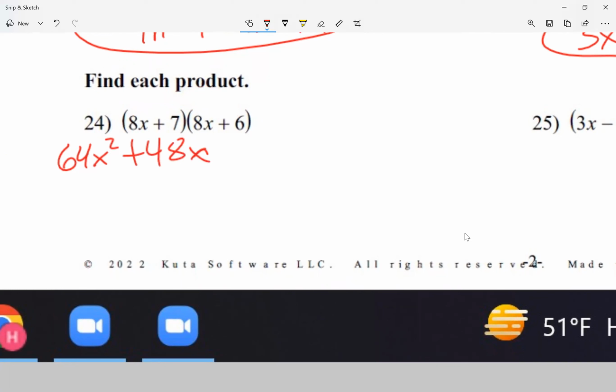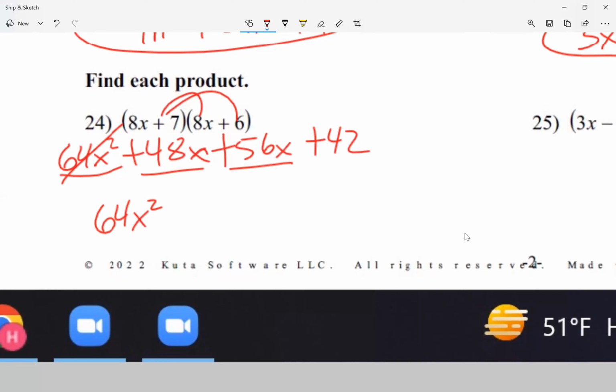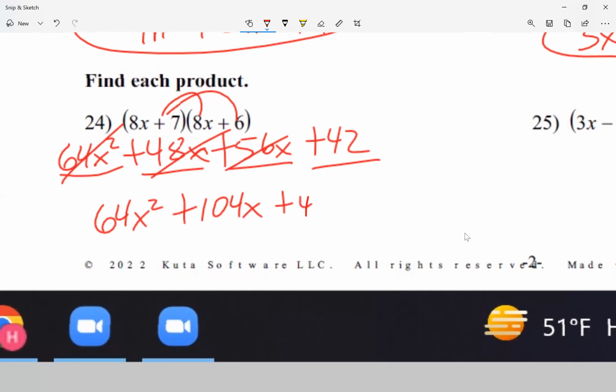Now let me distribute the positive 7. 7 times 8 is 56x. 7 times 6 is going to be 42. And then to finish this, let me combine my like terms. x to the second, I only see this one. 64x to the second. And then x, I see 48 plus 56. 48 plus 56 is 104. So I'm going to have 104x. And at the end, I see a plus 42.